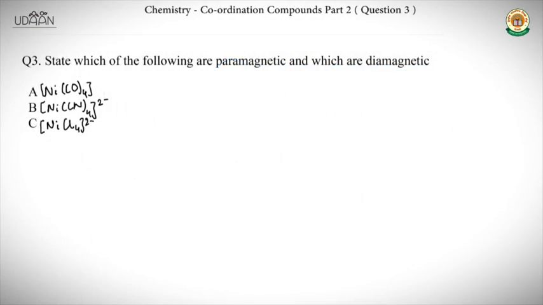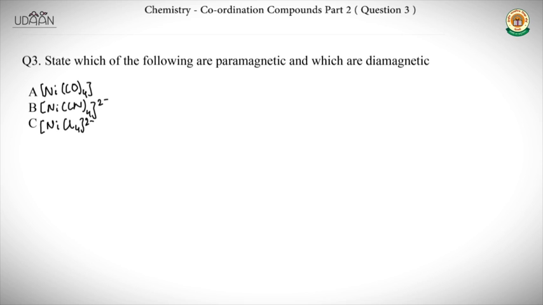Let's move to the next question now. In question number 3, you are asked to state which of the following given coordination compounds are paramagnetic and which are diamagnetic. So this is a very important question, and these kind of questions are generally asked in your entrance examinations. So let's see the approach which we must follow while solving these kind of questions.